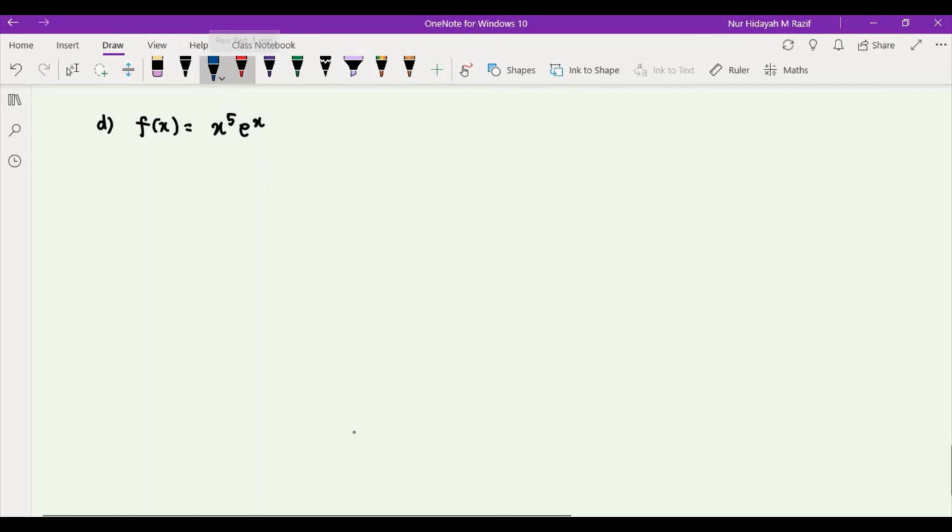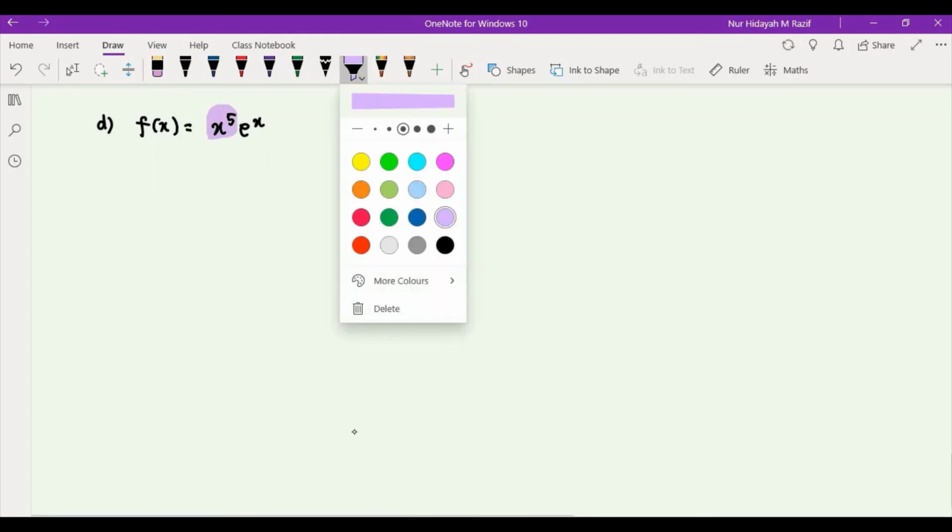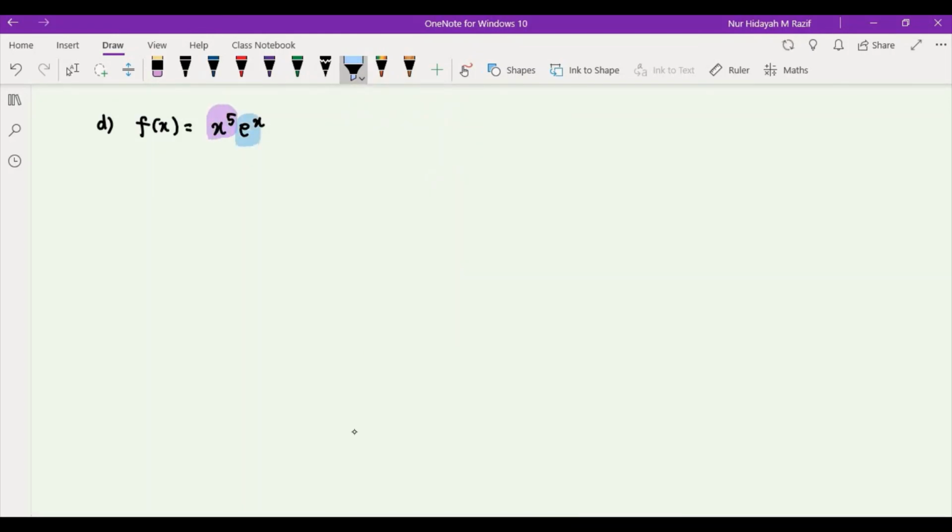As for the last question, I have f of x is equal to x power of 5 times e power of x. Again, here we have a product of two functions and we need to use the product rule. So from here I have u is x power of 5 and my v is e power of x. u prime will be 5x to the power of 4 and my v prime will remain the same, and the formula will be vu prime plus uv prime.